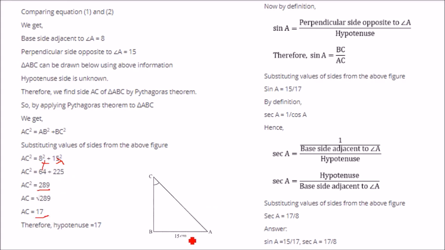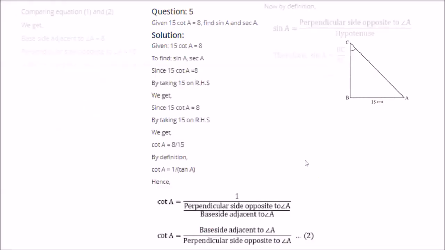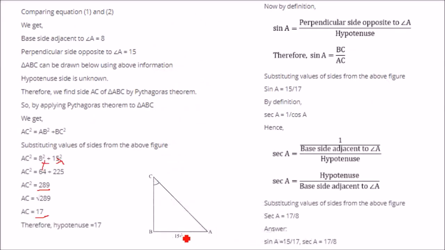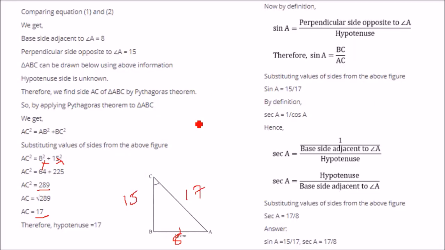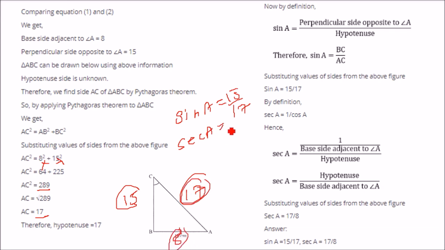So now this becomes 8, 15 and 17. We have to find out sin A and sec A. Sin A will be perpendicular by hypotenuse. Perpendicular is this one, hypotenuse is this one: 15 by 17. How about sec A? Hypotenuse by base. Hypotenuse is 17, base is 8. So it is 17 by 8. This is the solution.